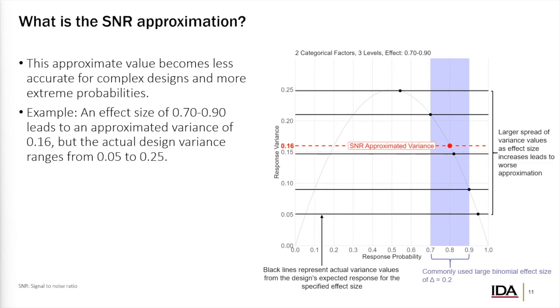So an effect size of 0.2, which is to say you're looking for a difference of probability of 20%, is very common, especially in the DoD test community. And here you can see now our variance changes by a factor of 5, depending on the test points. So you can see that eventually there is going to be some case where this SNR approximation is going to fail. And what we want to determine in this study is where it fails and how badly it fails.